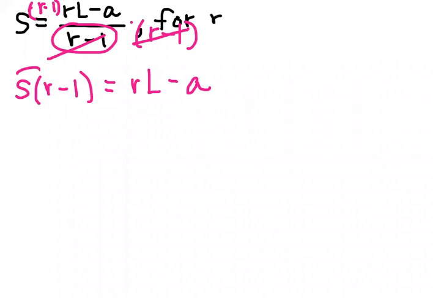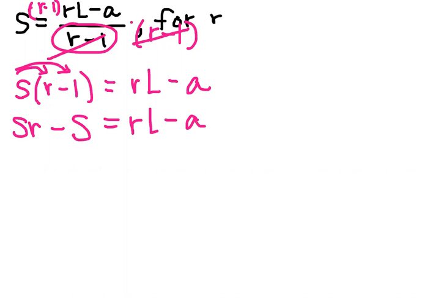Next, we will distribute the S through to the R and the minus 1 so that I can get those single terms with no parentheses restricting me from combining like terms. So that results in S times R minus just the S equals R times L, subtract A. And now again, I have two terms that have the R variable in it that I'm trying to solve for.